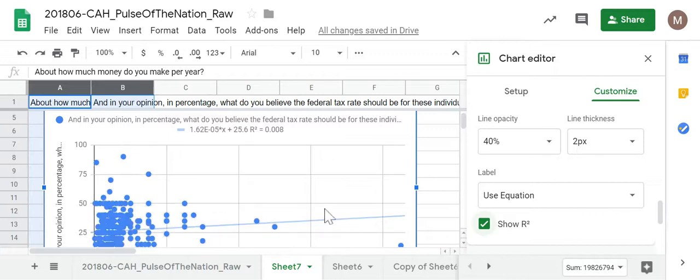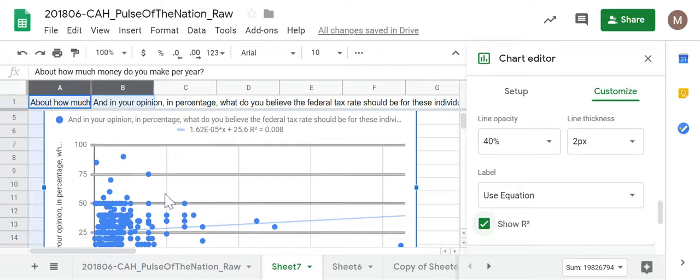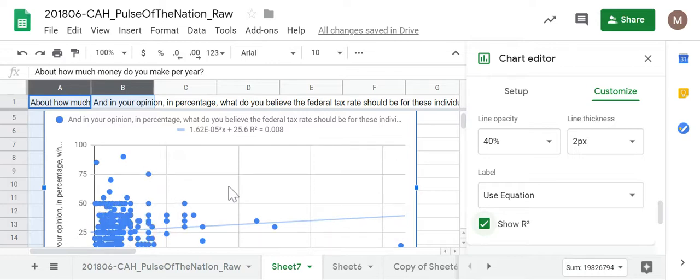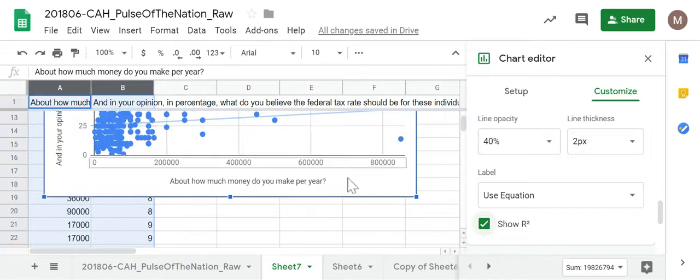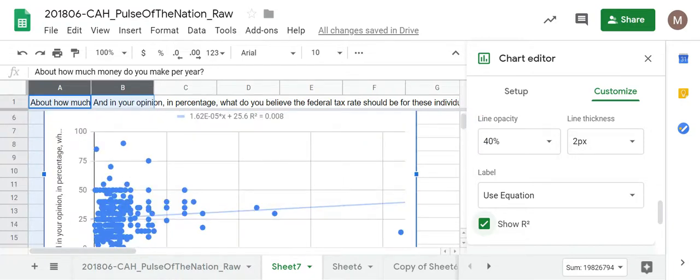And what's more, it's sort of the opposite of what you might think. The more money you make, the higher you think the tax rate should be, not the lower. In the next couple of videos, we're going to see if that is a statistically significant correlation.